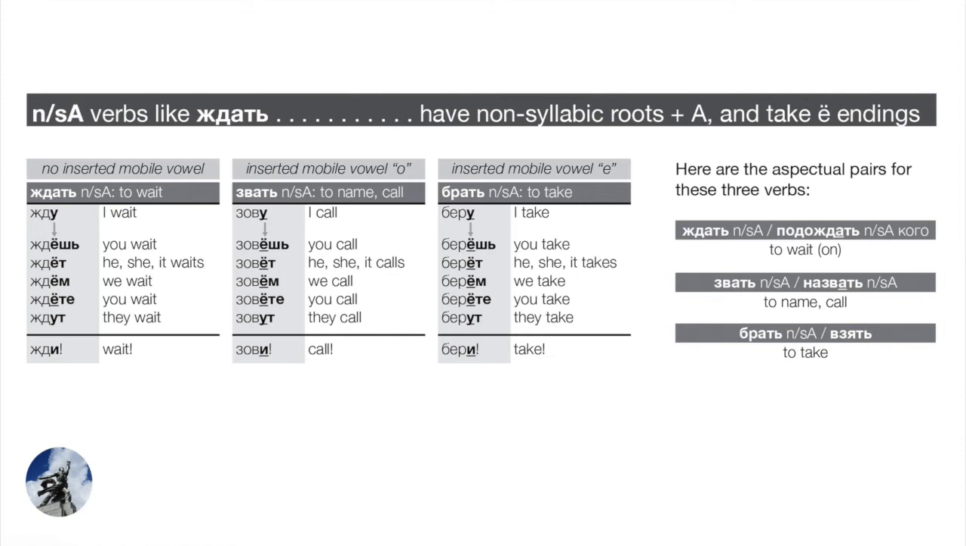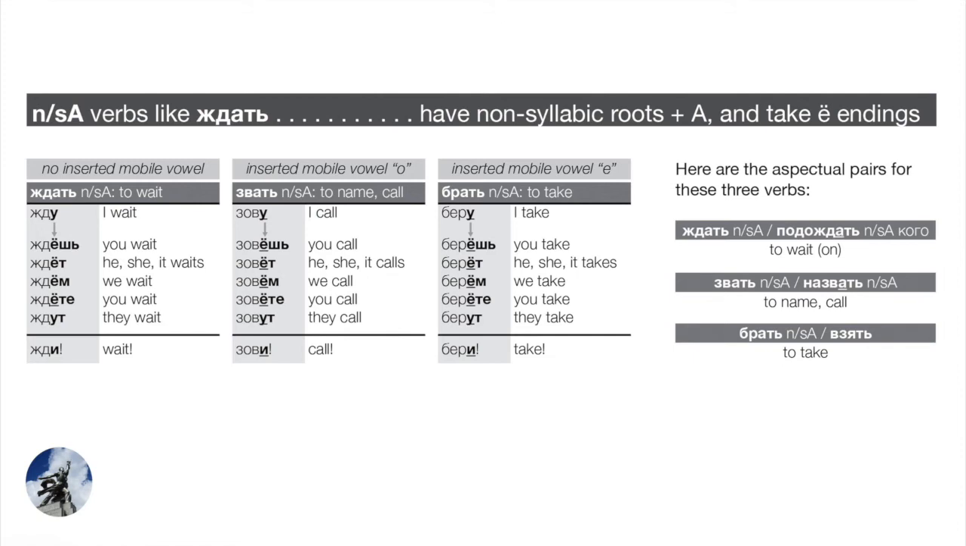So what's the root, and actually the stem, of ждать? Simply жда. Remember, this is a non-suffixed verb, so we're going to be adding our endings directly to that stem. There's going to be no intervening suffix. So for ждать, we get жду, ждешь, ждет, ждем, ждете, ждут.